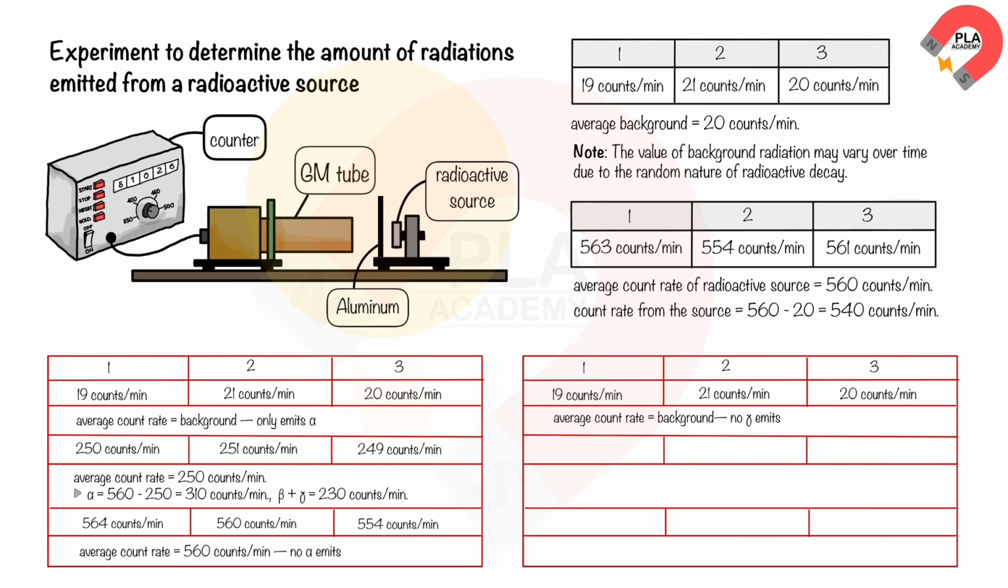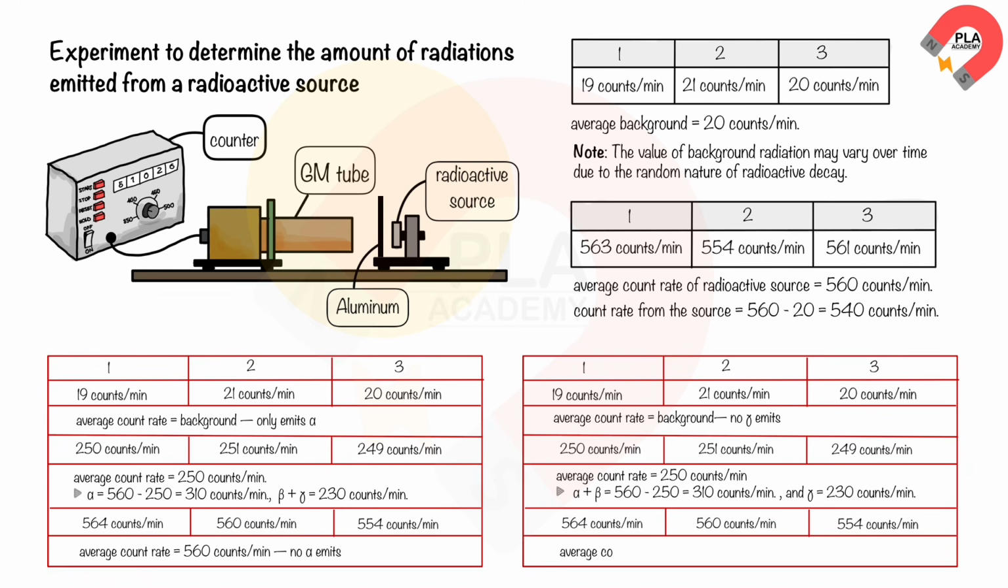For example, the average count rate is about 250 counts per minute, so the count rate of alpha or beta is 310 counts per minute, and the rest is gamma at 230 counts per minute. If the average count rate is approximately equal to 560 counts per minute, then all of the source's radiation is gamma rays.